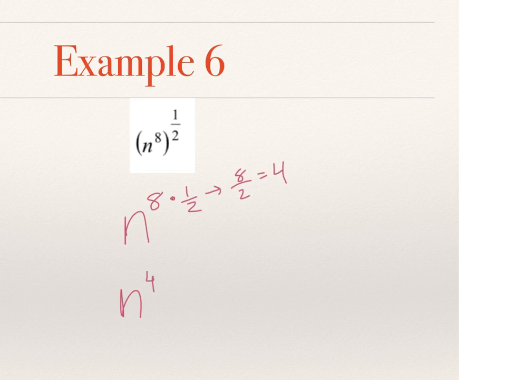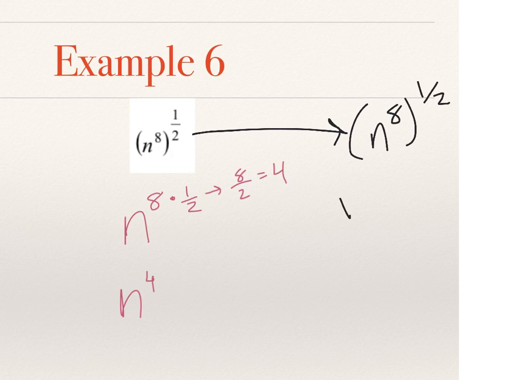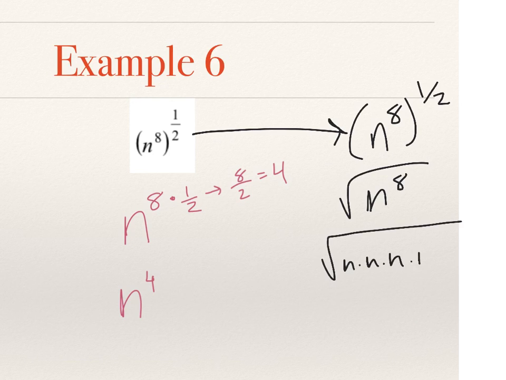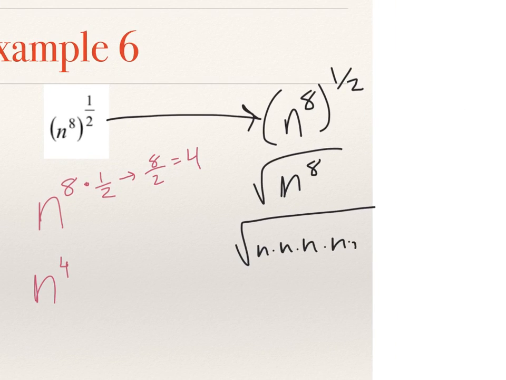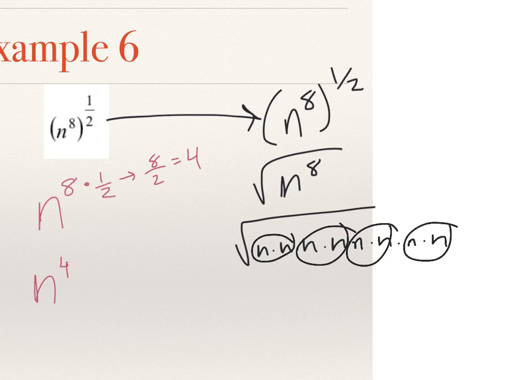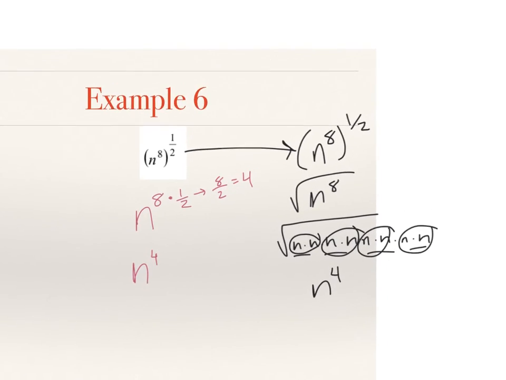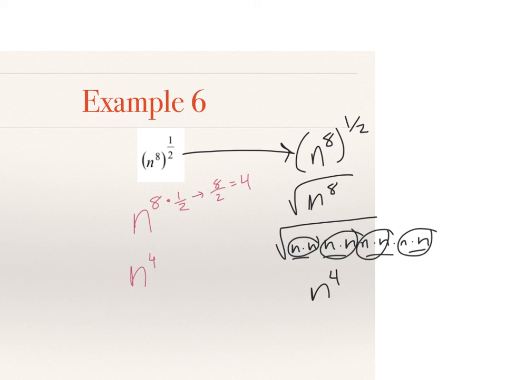If we wanted to, we could do this another way. So I'm just writing it here, like how we did on the last one. So we have n to the 8 to the 1/2. The 1/2 just becomes our square root, so we have the square root of n to the 8. So this would be like saying n times n, 8 times: 4, 5, 6, 7, 8. And then we can just circle our pairs. And we have 4 pairs, so we have n to the 4. So either way you like to do this, whatever works best for you, but I find it easier just to multiply the two exponents.